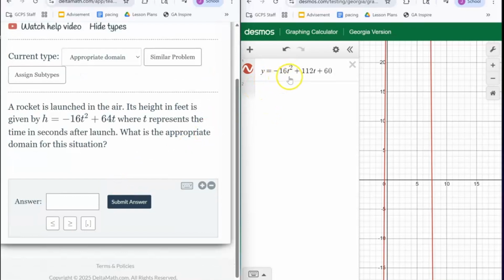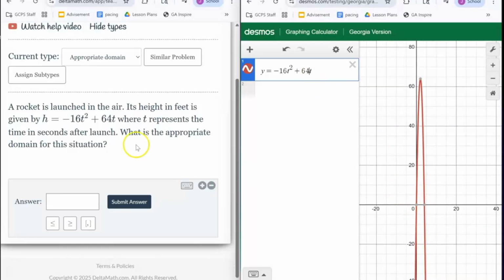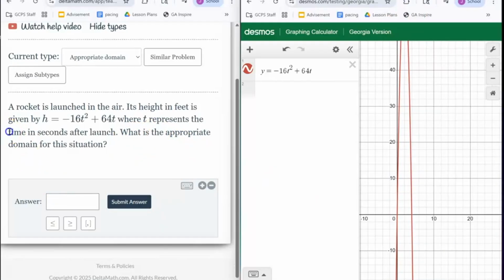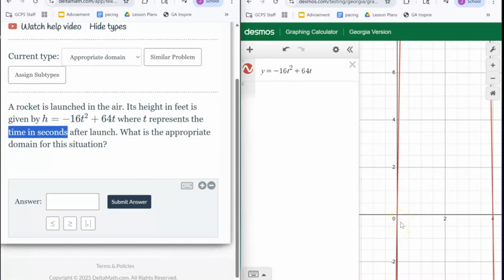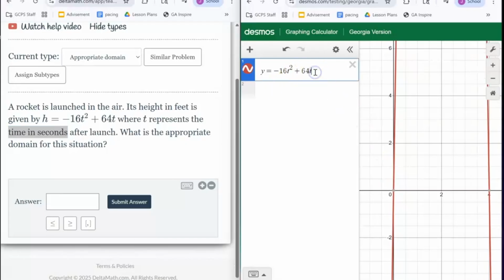All right, so I'll just do one more. This is plus 64t. All right, there it is again. Okay, so the rocket's going up, it's coming down. What's the appropriate domain? Because again, it is still talking about time. I can have 0.5 time, but I can't have negative. So let's see where this thing is. All right, so where's my y-intercept? That's going to tell me when time is 0. So you click it. Oh, my y-intercept is at 0. And then I can't pass 4 seconds because after 4 seconds, I'll be at negative height. So it's from 0 to 4.